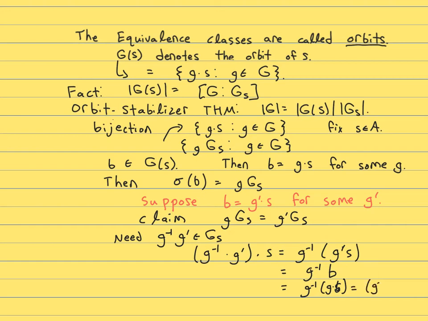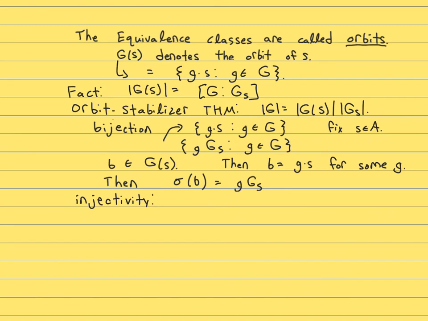And now applying our group action properties, we can move the parentheses over. And now we see that we can cancel, and we get S. So this product is in the stabilizer, and therefore these two cosets are the same. So this function is well defined. Congrats, we got the first step down. We actually do have a well-defined function from the orbit to the set of cosets.